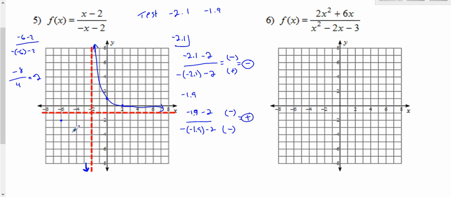Okay, so now I can see that I'm going to be coming up and rounding over towards that point. So I'm going to come up here and I'm going to curve over and then follow the asymptote. So there is my graph. I'm done with number 5. So let's go over to number 6.